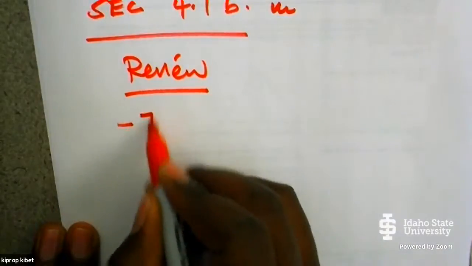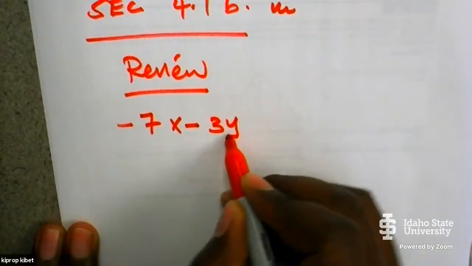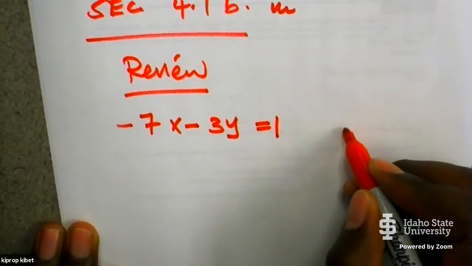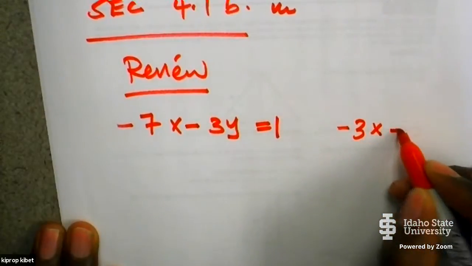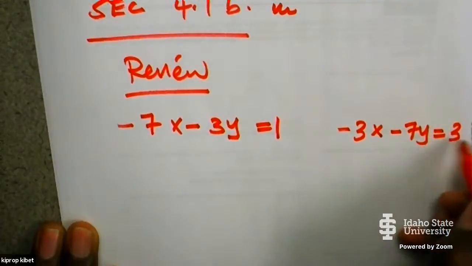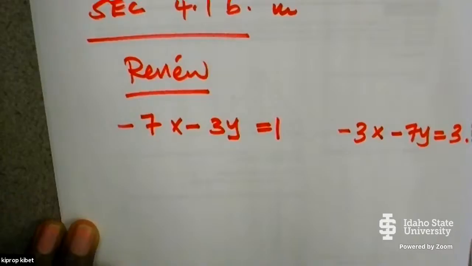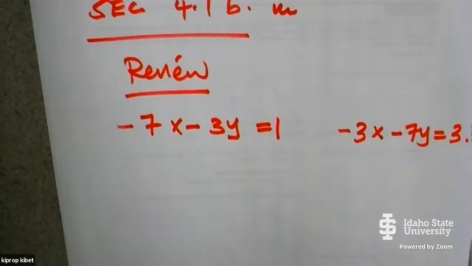So the question was: -7x - 3y = 1, and -3x - 7y = 3. Use the slopes to determine if the lines are perpendicular or parallel. If you want to know that, what do you do first? You write both of them in slope-intercept form, right?